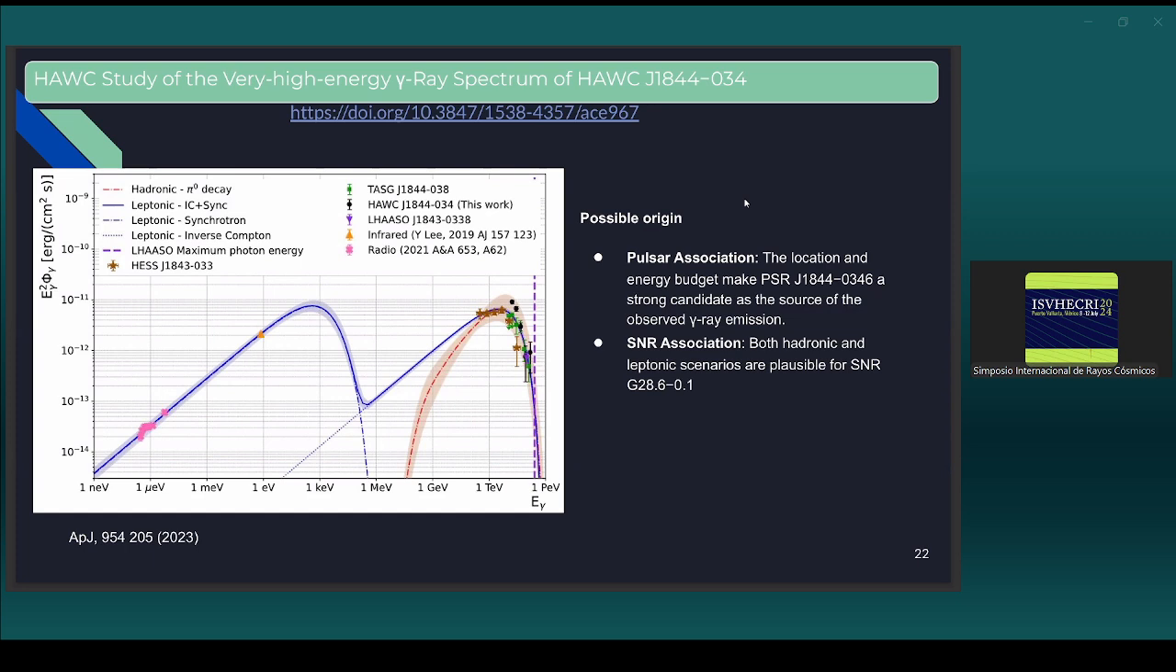So we need more data, more joint analysis with other experiments, so that we can get an idea if this gamma ray excess is really due to a leptonic scenario or a hadronic scenario.